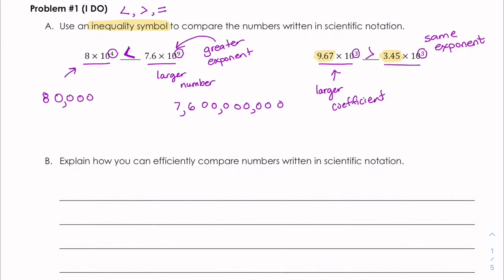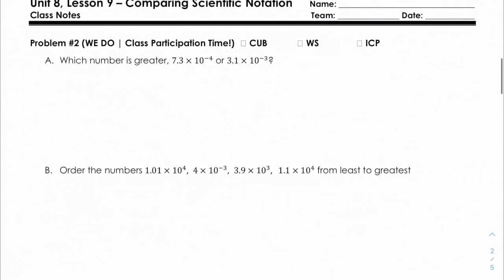So on the bottom, explain how you can efficiently compare numbers written in scientific notation. You can efficiently compare numbers written in scientific notation by first taking a look at their exponent, comparing their exponent. The number with the greater exponent will be larger. And if they have the same exponent, look at the coefficient. The number with the greater coefficient will be larger. Go ahead and put that in your own words. And let's take a look at the we do.